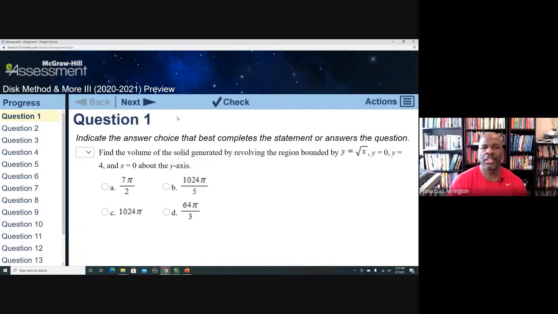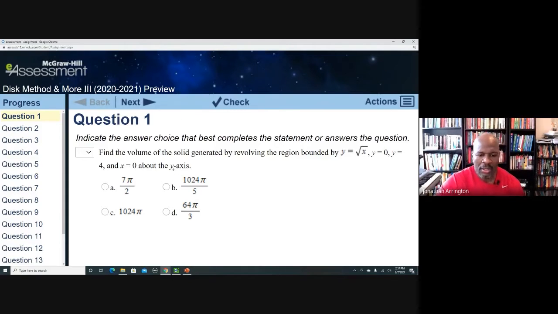All right, so here's the first example I would like to look at. Just to read the question, it says, find the volume of a solid generated by revolving the region bounded by y equals the square root of x, y equals 0, y equals 4, and x equals 0 about the y-axis.